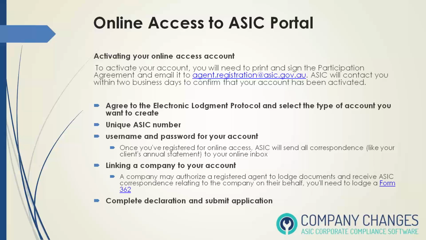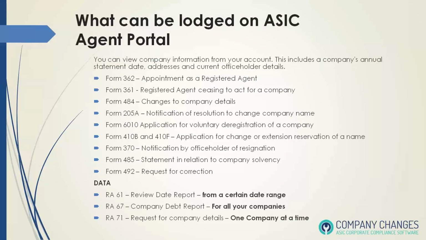Now, you must make a declaration and submit each and every form. You must clearly see what's in the declaration, and I'm going to talk about that a little bit later. Now, as a registered ASIC agent, you can view company information in your account. We mostly call that a company extract. It also includes the statement date when it is due next, and the names, dates of birth and addresses of all the current office holders.